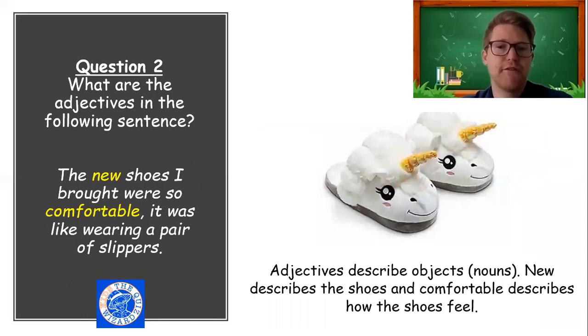The adjectives in the following sentence are new and comfortable. Adjectives describe objects. They describe the nouns. So in this sentence, new describes the shoes and comfortable describes how the shoes feel. Maybe you could write a sentence yourself about something that you enjoy wearing.